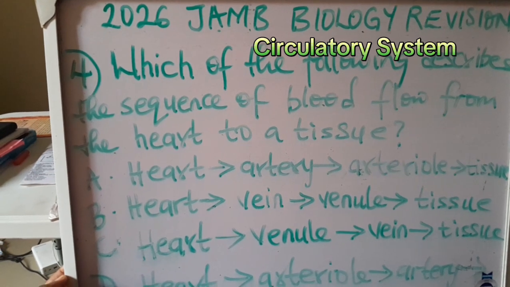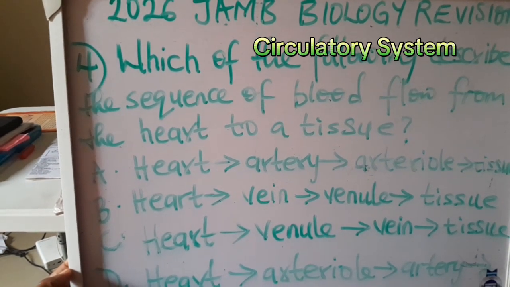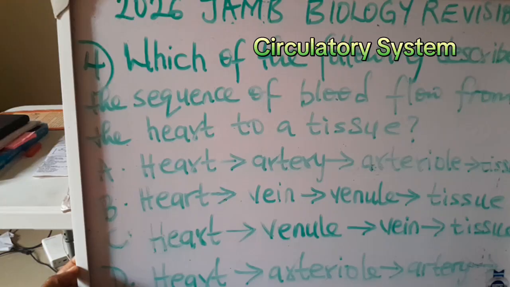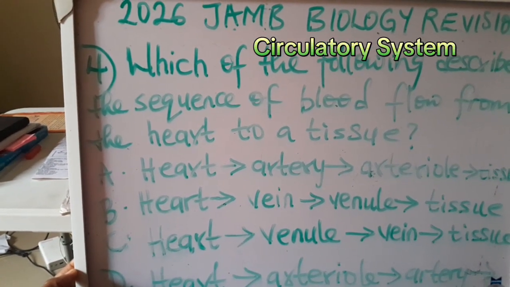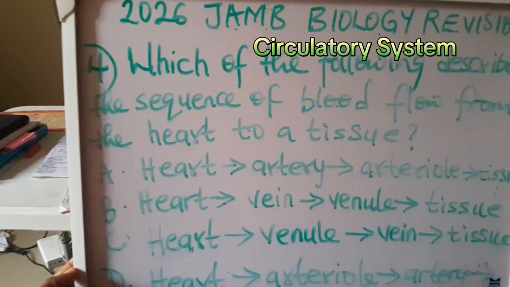If it's just in plants, we call it a transport system. But in humans, or animals, we use the words circulatory system: the flow of blood from where it's pumped from the heart to all parts of the body. One thing we must know is this.